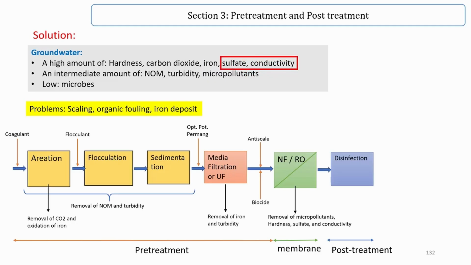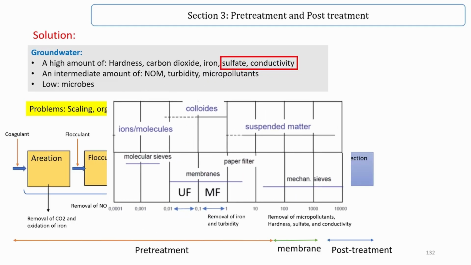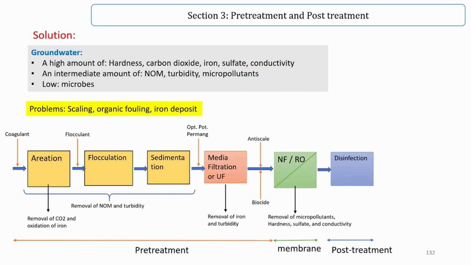Sulfate and conductivity cannot make a problem for microfiltration and ultrafiltration because, according to this figure, ions pass through the membrane filtration, but they are removed using nanofiltration and reverse osmosis. Natural organic matter and turbidity cause organic and colloidal fouling, but due to the low concentration of microbes, there is no biofouling potential. The second question asks you to select a suitable pre-treatment and post-treatment for the prevention or minimization of these problems and explain your reasons.